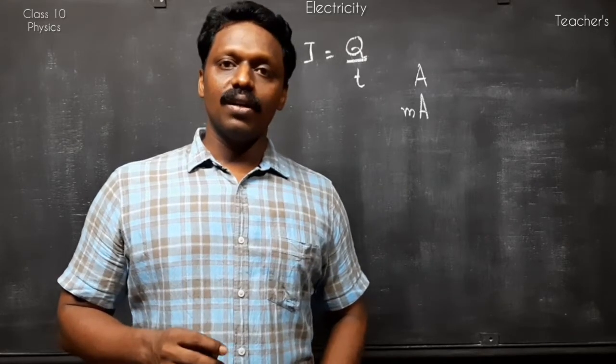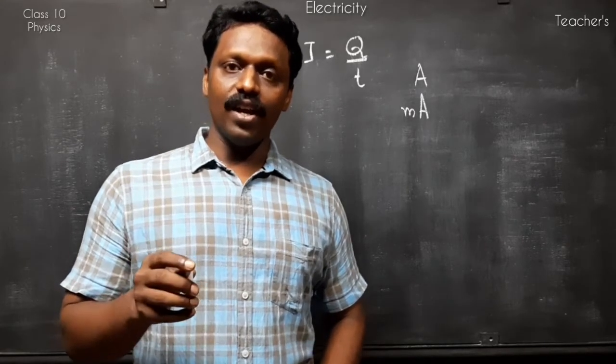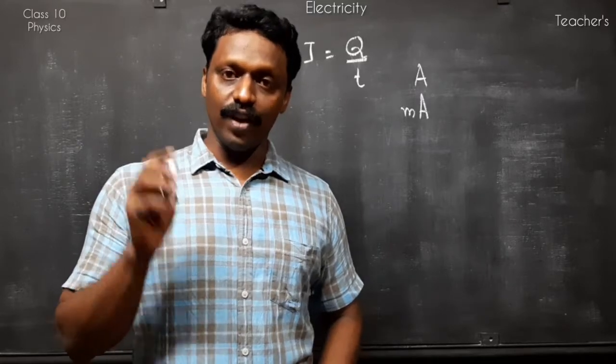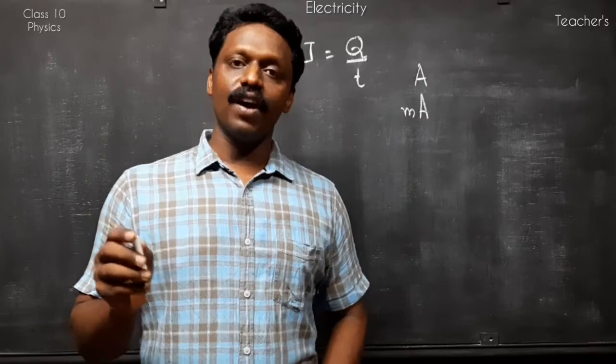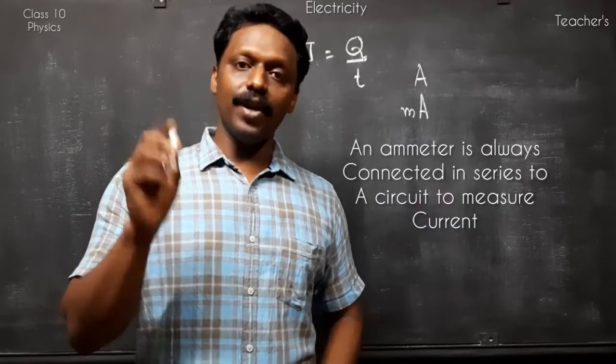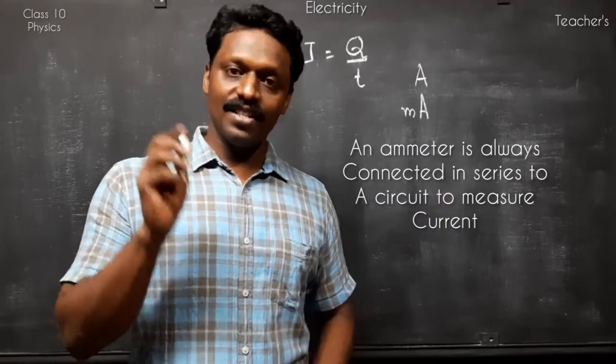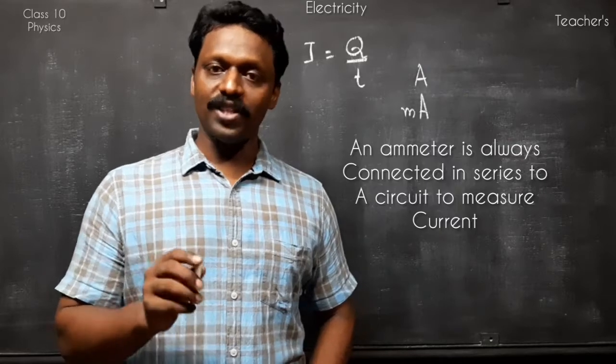So once again, an ammeter should have a very low resistance so that it may not change the value of current flowing in the circuit. An ammeter is always connected in series with the circuit to measure electric current.